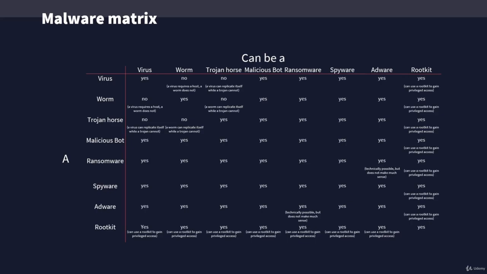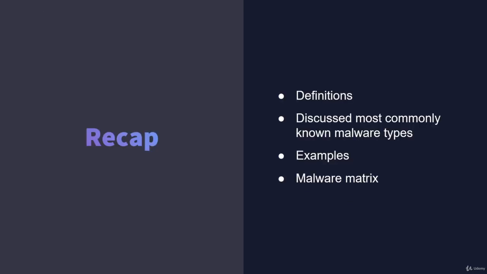To recap, in this lecture we learned what malware is, what it can do, we explored the most common types of malware, looking at their capabilities and some concrete examples. Finally, we had a look at the malware matrix to better understand the relationship between different types of malware.